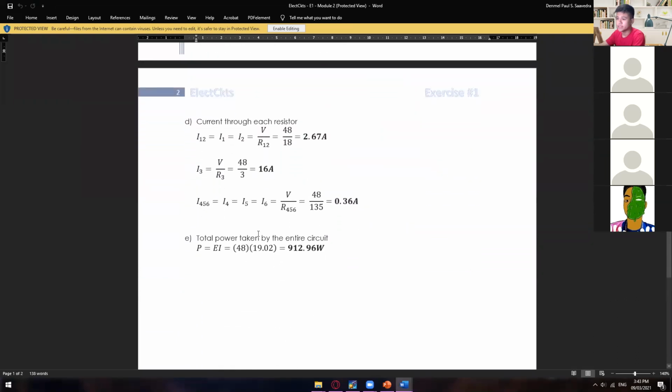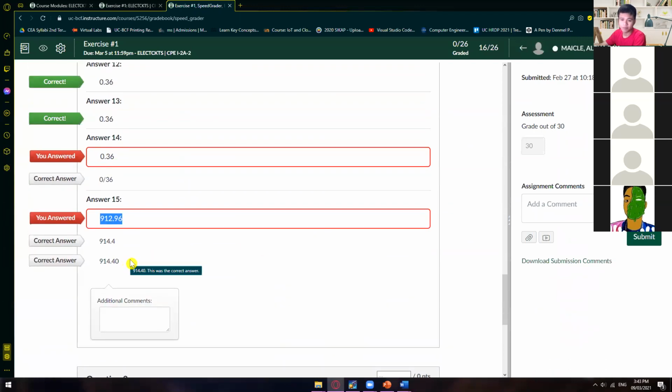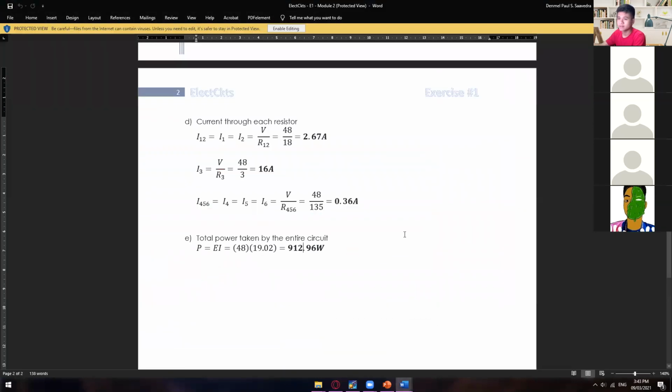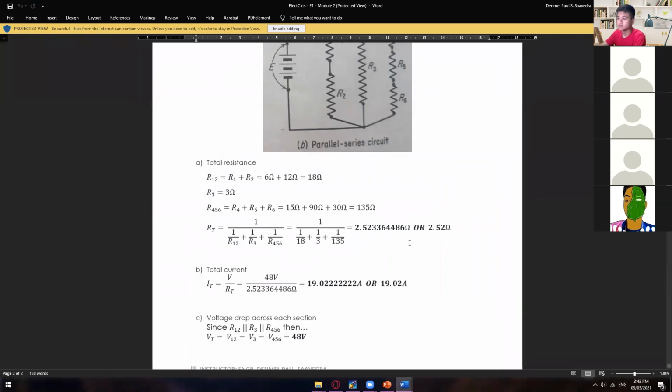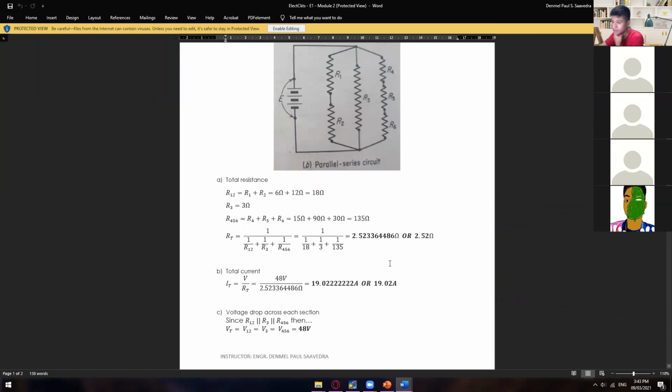And for the power, right here it's 19.02 times 48, so we'll get 912.96. But in my case, I've used 19.05. That's why I've got 914.40. All right. So yeah, I guess this one is very straightforward.